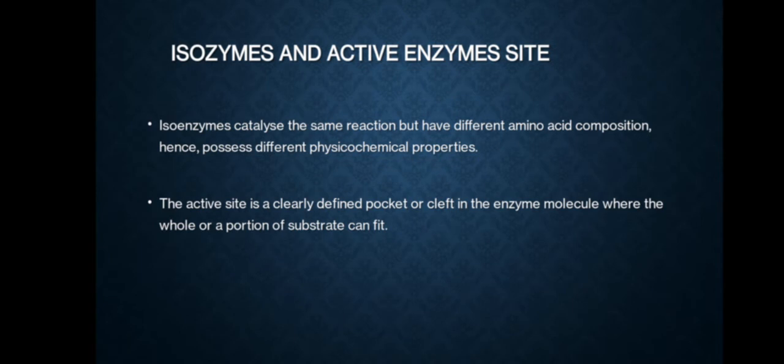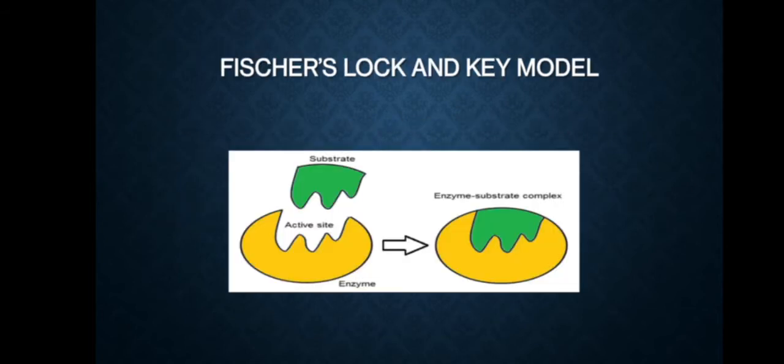So next is isozymes and enzyme active sites. Many enzymes are present in multiple forms in the same species, tissues, and even in the same cells. These enzymes are called isoenzymes or isozymes. And the enzyme active site: the catalytic reaction performed by enzymes occurs at a particular site on the enzyme. This site is called the active site. The active site is clearly a defined pocket or cleft in the enzyme molecule where the whole or a portion of the substrate can fit.